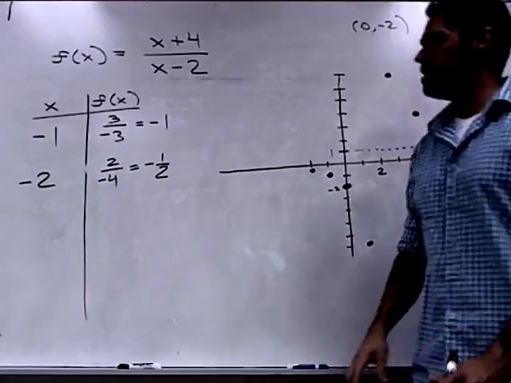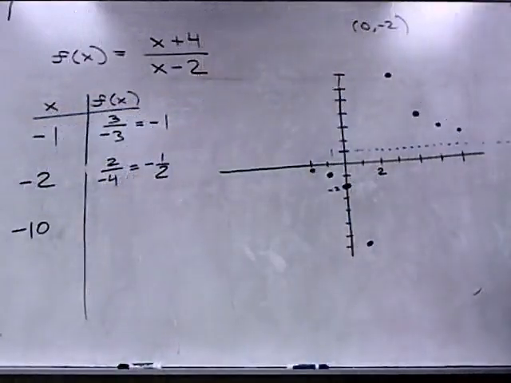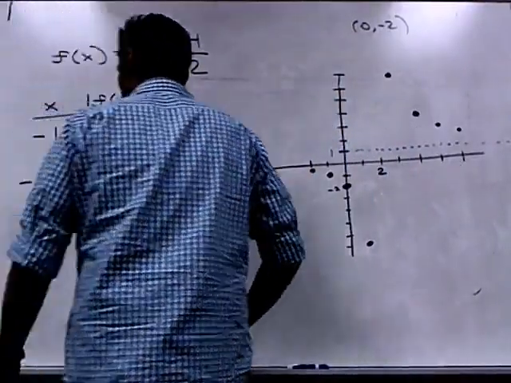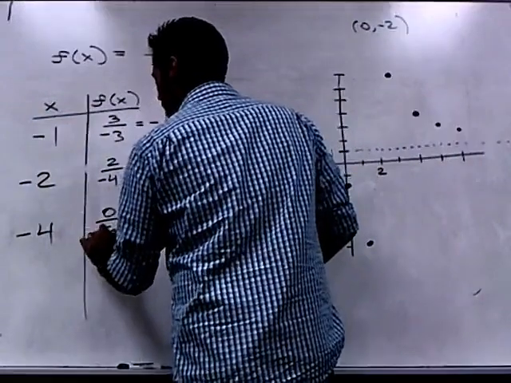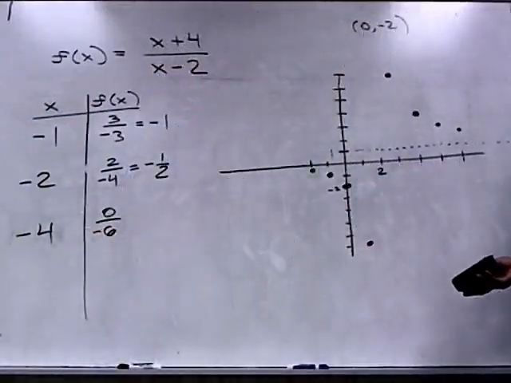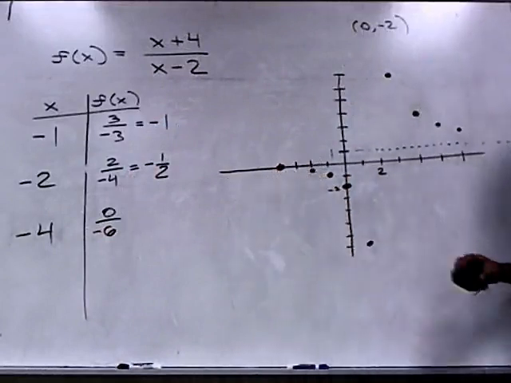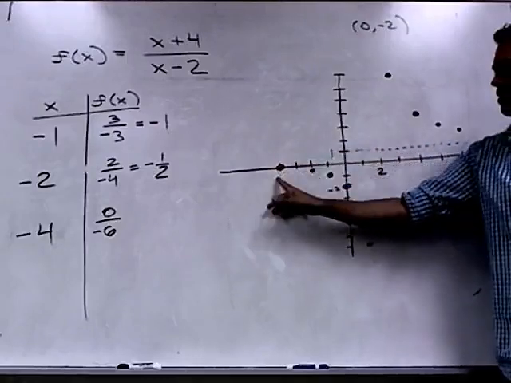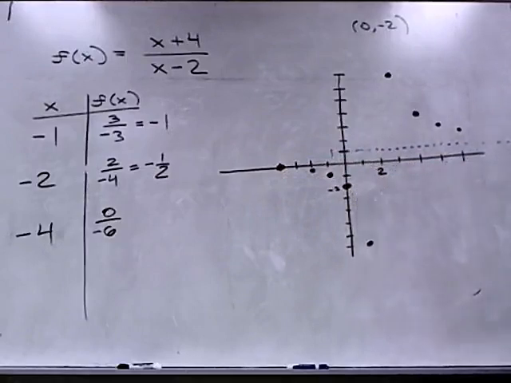So let's go crazy again. Let's go way out there. How about negative 10? Oh, you know what? Hold on. I want to put negative 4 in there. Let's put negative 4 before we do negative 10. What do you get if you plug in negative 4? On the top, you get 0. On the bottom, you get negative 6, don't you? 0 over anything is 0. So at negative 4, I'm at 0. What is that point called where we hit this axis? It's called the x-intercept, right? Here we actually had a y-intercept, didn't we?